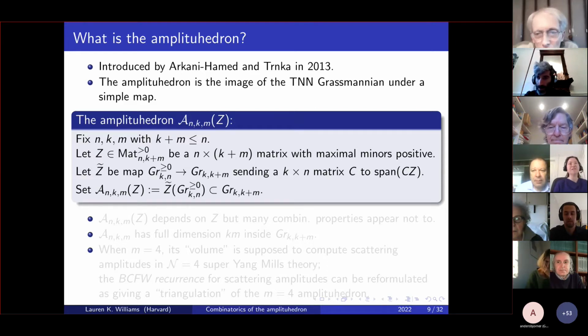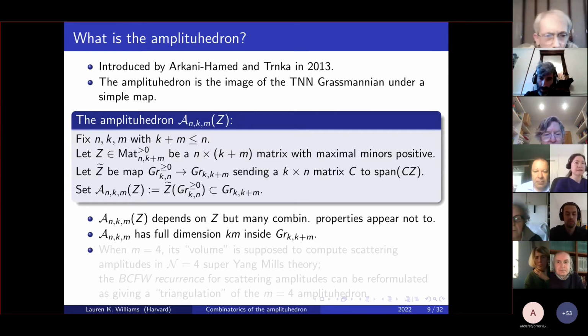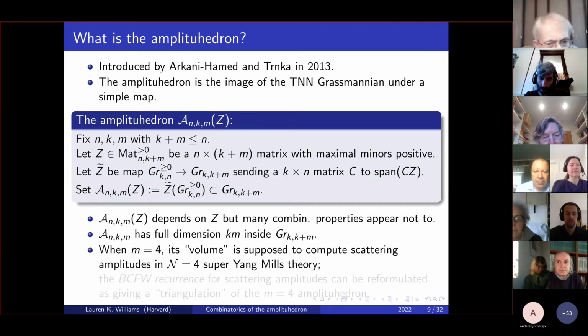Okay, all right. So that's the amplituhedron. It's the image of the positive Grassmannian under this map induced by our positive matrix Z. And of course, this definition depends on Z, but many of the combinatorial properties of the amplituhedron appear to not depend on Z. The amplituhedron has full dimension k times m inside of the Grassmannian. And when m is 4, its quote-unquote volume is supposed to compute scattering amplitudes in N equals 4 super Yang-Mills theory. This was the motivation for introducing the amplituhedron.